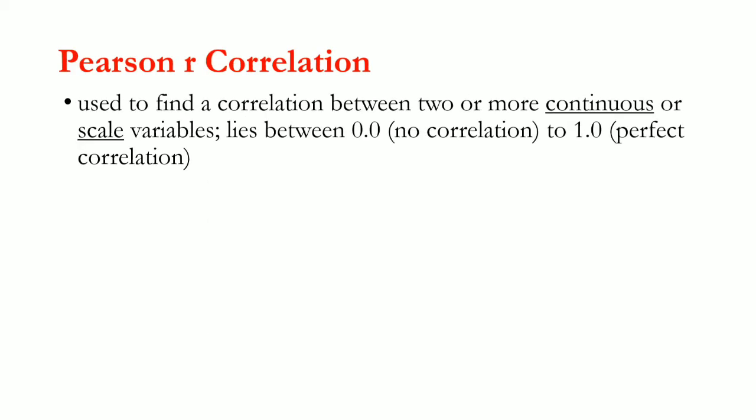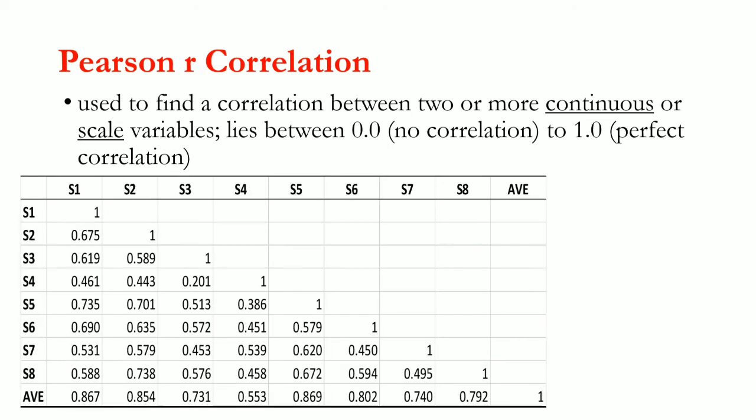Pearson R correlation is used to find out a correlation between 2 or more continuous, take note, continuous or scale variables. The coefficient of correlation may be within the range 0 to 1. 0 means there is perfectly no correlation. 1 means perfect correlation. We have here a sample of the outcome when you run Pearson R correlation using your Excel or SPSS.